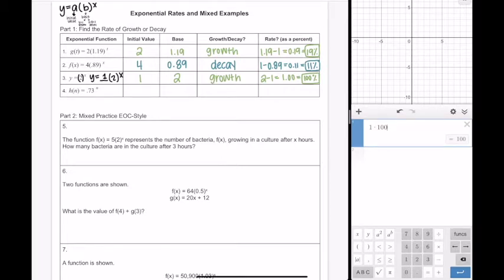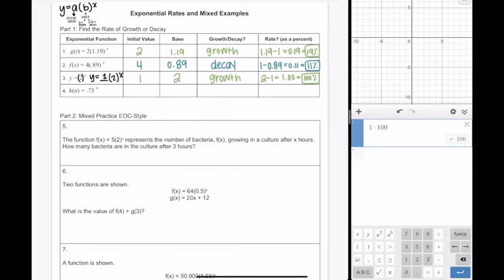So something that's important to note here is that if you have your base of 2, that means you're multiplying by 2 over and over, so you're doubling the initial amount. If you're doubling something, you're increasing it by 100%. All right, and then example 4.